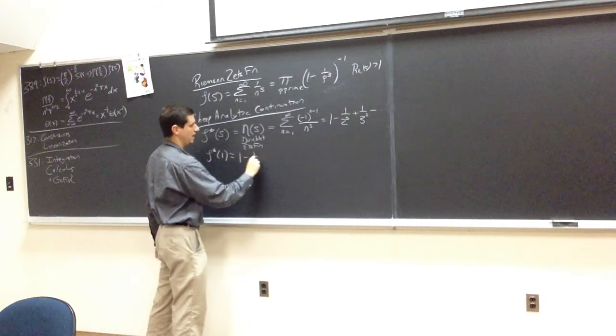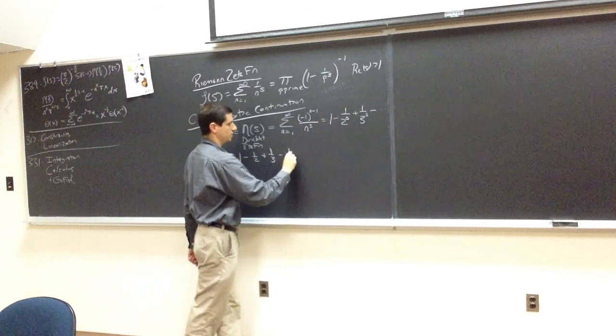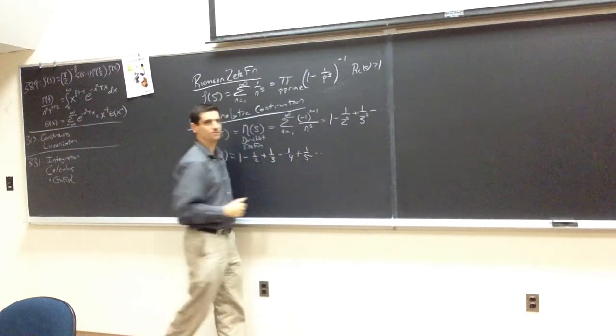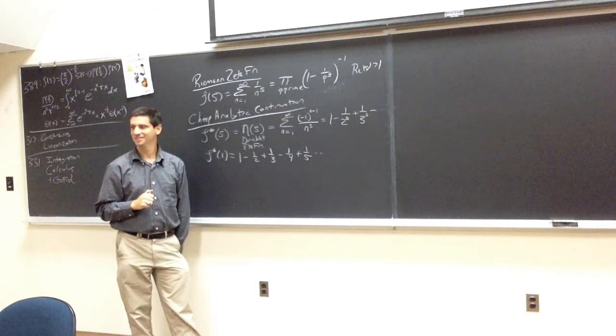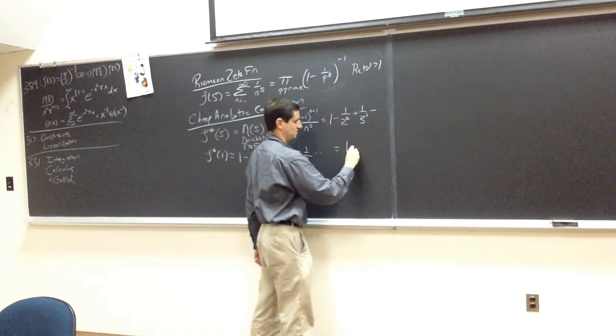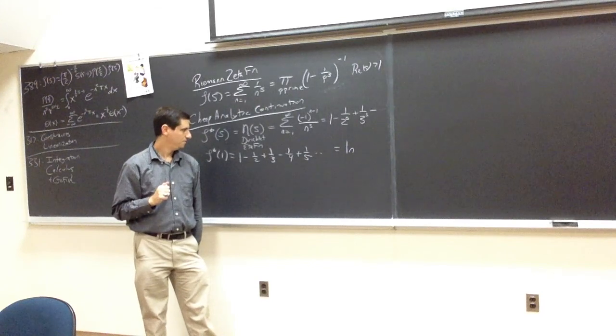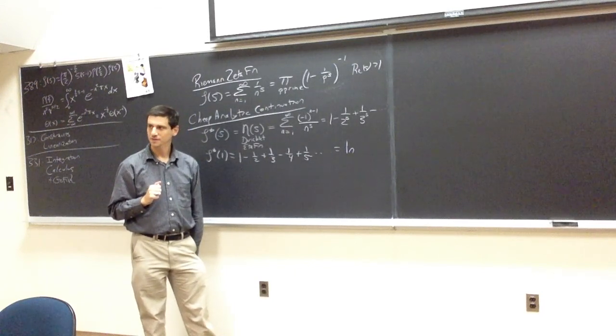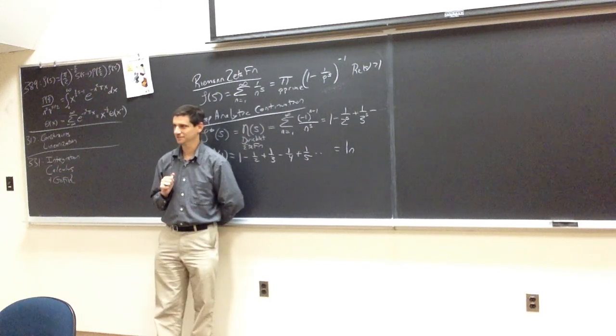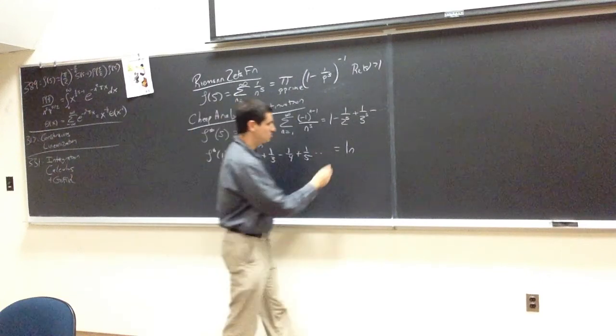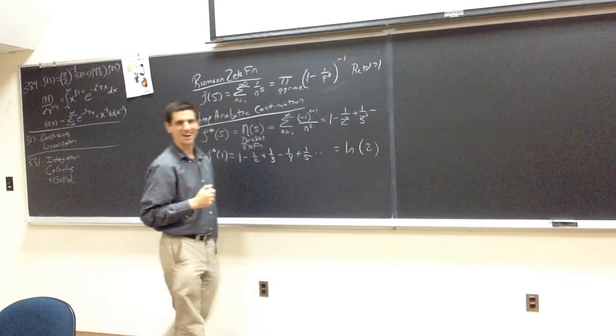So you get 1 minus a half plus a third minus a fourth plus a fifth. Oh, ln of 1 minus 1? No, not 1. You're close. Ln of 1 half. So ln of a half is negative. Ln of 2. All right, so this was a good team effort. You can all get M&Ms. All right, ln of 2.